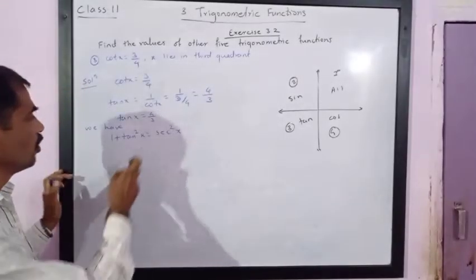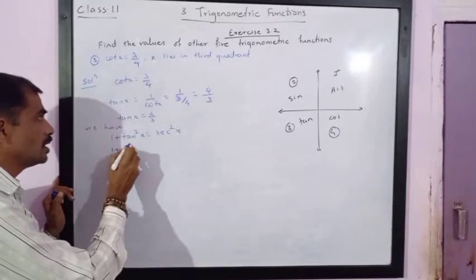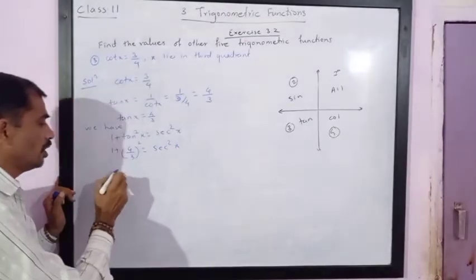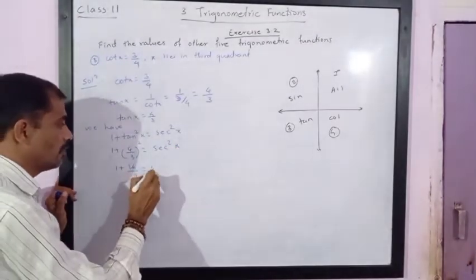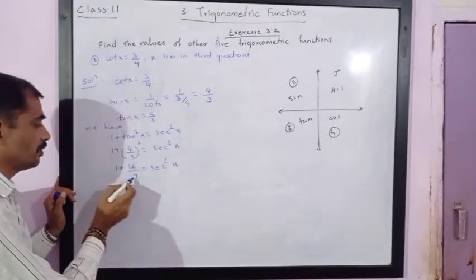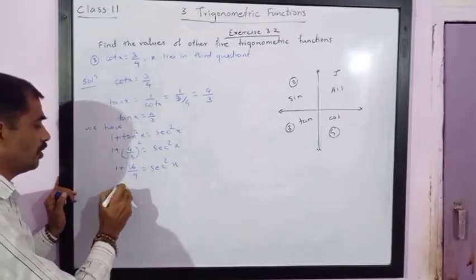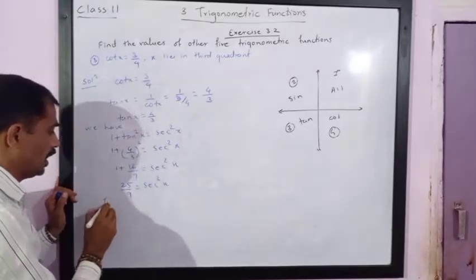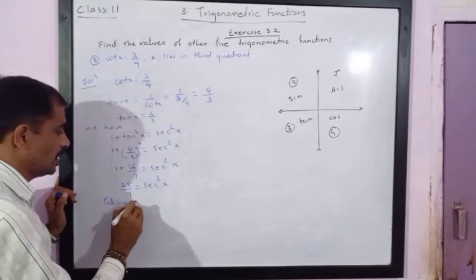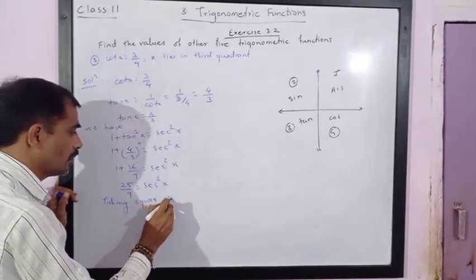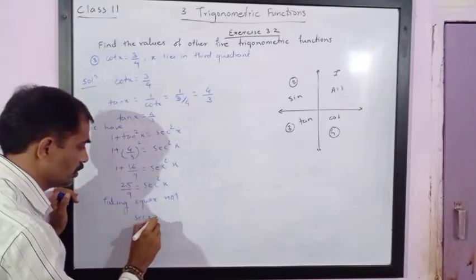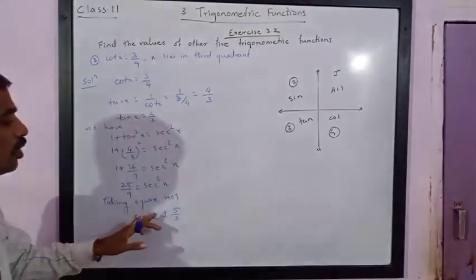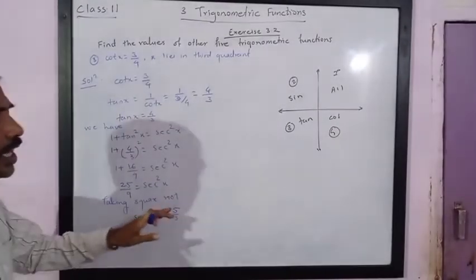Therefore, this will be 1 plus tan square x, 1 plus 4 upon 3 bracket square is equal to sec square x. So, this will be 1 plus 16 upon 9 is equal to sec square x. It means 9 plus 16 is 25, 25 upon 9 is equal to sec square x. Taking the square root of both sides, we will get sec x is equal to plus or minus 5 upon 3. Please note, we have got sec x is equal to plus 5 upon 3 as well as sec x is equal to negative 5 upon 3.